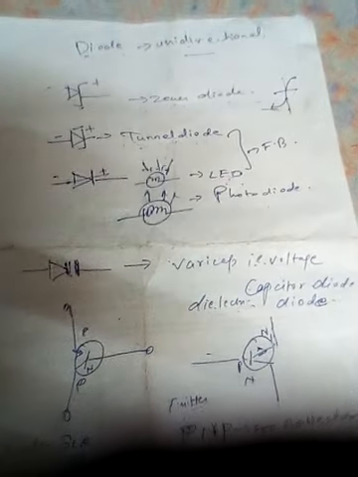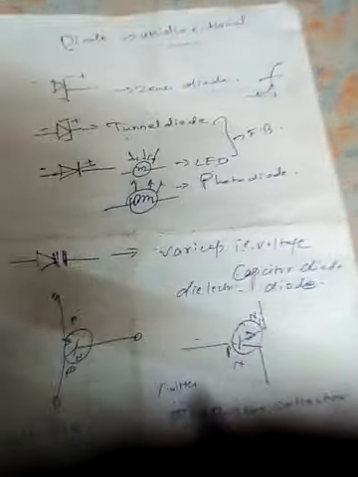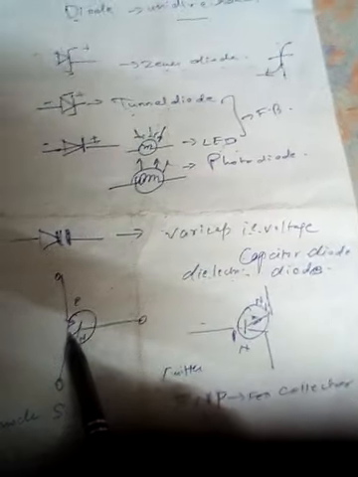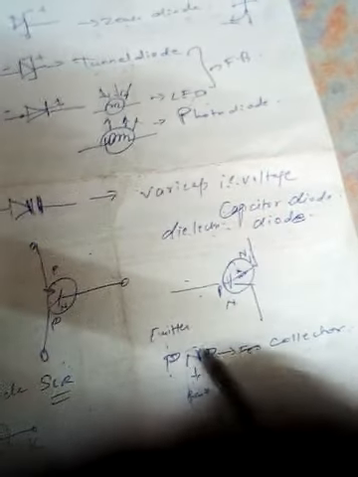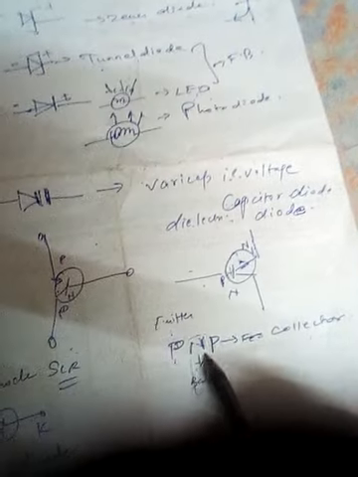Now the topic is the transistor. A transistor will transmit and receive signals. Transistors are of two types, NPN and PNP. The middle terminal is always the base, and the others are the emitter and collector: emitter, base, collector. The base is always in the middle.